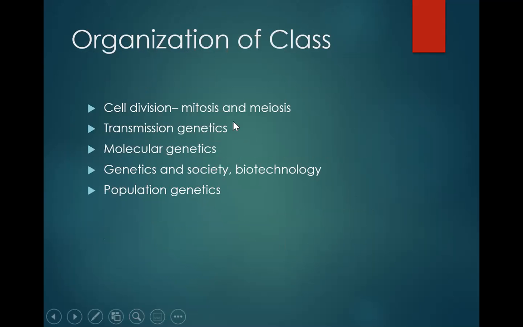Okay, so organization of class. The first week we'll talk about cell cycle and mitosis and meiosis. After that, we go into a section on transmission genetics. Then we talk through molecular genetics. After that, we talk about biotechnology and genetics and society. And then we end up at the end of the course talking about population genetics. Unfortunately, we don't really have as much time on that subject, but it is a very good subject. So we'll go through all of these and hopefully finish up on a high note in this class.